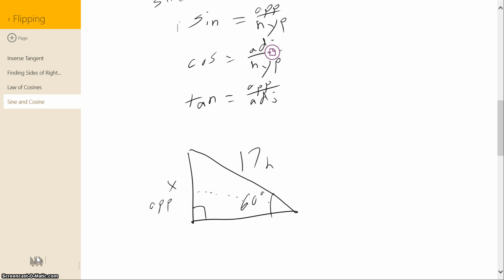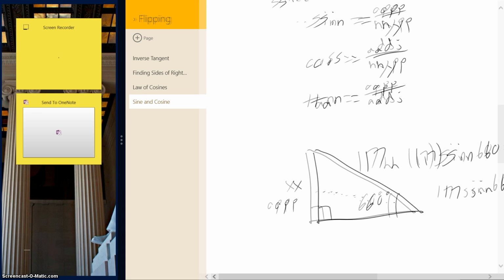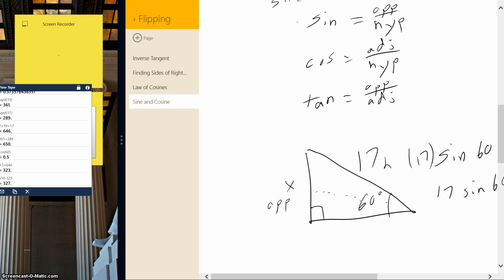So I'm going to have the sine of 60 degrees equal to my opposite, which, I don't know, that's x, over the hypotenuse, which I do know is 17. So we'd solve for this just like we would solve for tangent. We need to clear out that 17 out of the denominator. These cancel. So we get 17 times the sine of 60 is going to equal x. We can do that in our calculator.